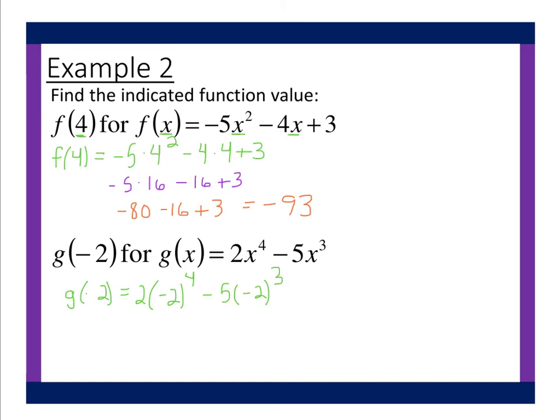And when you do this, whether it's by hand or in the calculator, if you're plugging in a negative number, put it in parentheses. Especially if you're doing it on the calculator, your calculator needs to know that we're taking the entire negative 2 to the 4th and not just 2 to the 4th. Because that's going to make a difference. Negative 2 to the 4th power is positive 16. Negative 2 to the 3rd power would give us negative 8. So then that's 32 plus 40, which is 72.